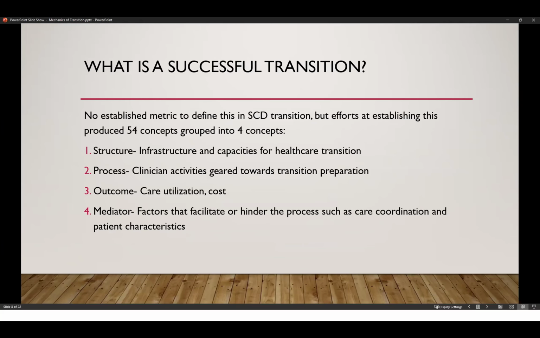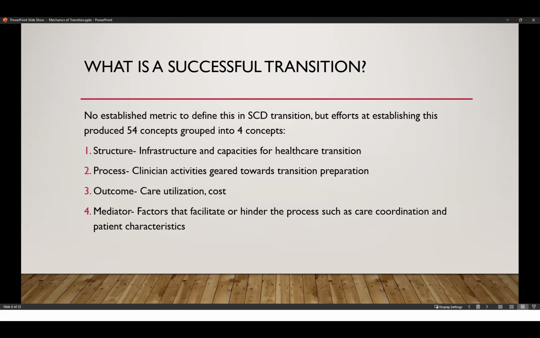With all these guidelines in place now, how do we tell if a transition is successful? Unfortunately, there's no established metric to define whether sickle cell transition is successful or not. But there have been 54 concepts that have been grouped into 4 main concepts to let us know how a successful transition is defined.